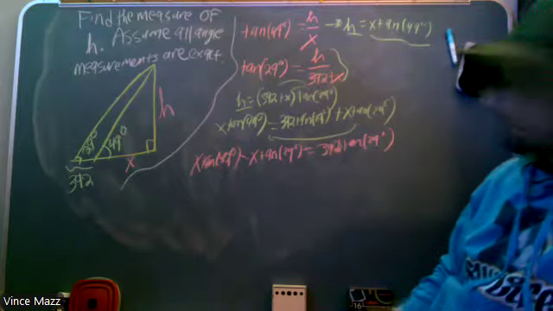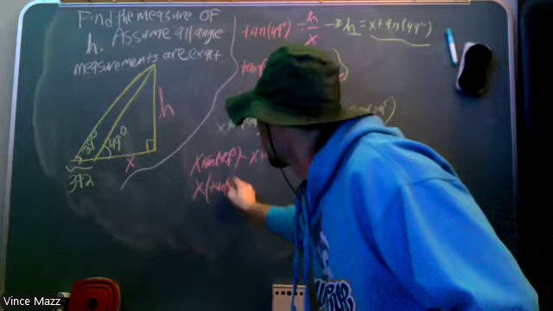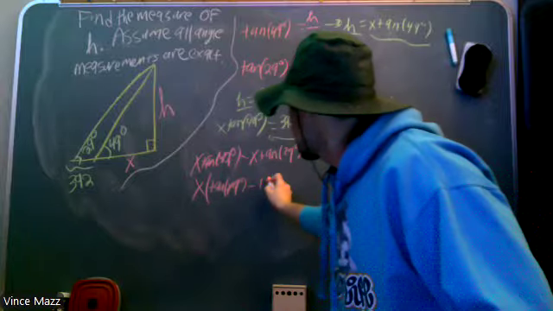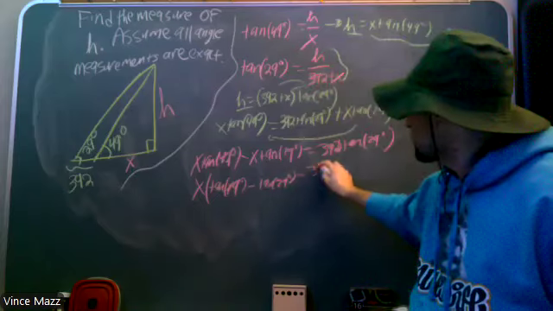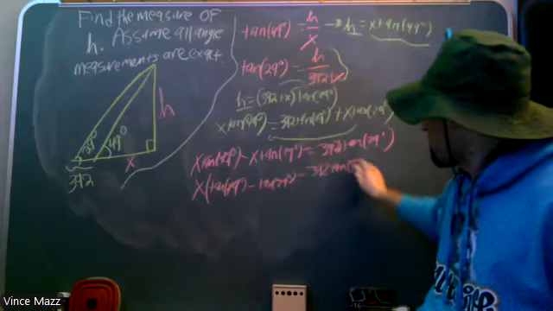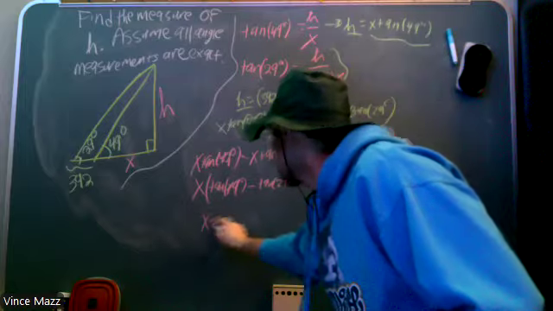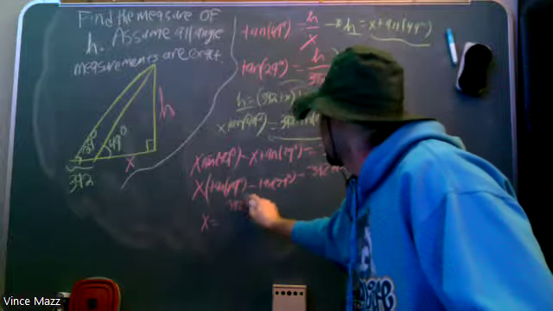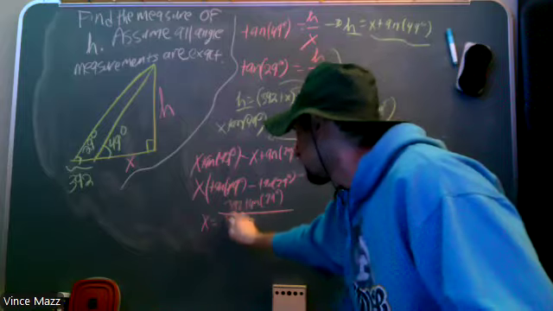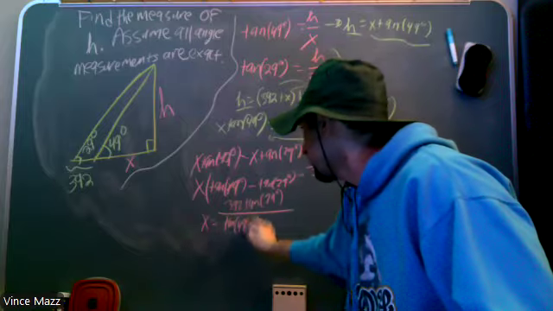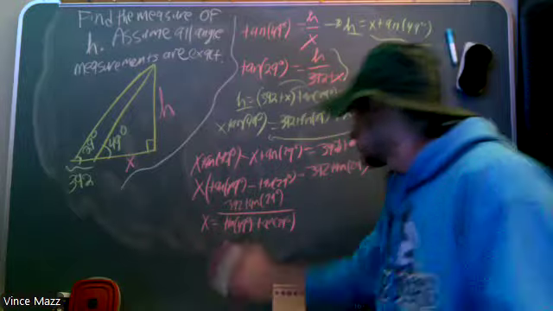Boom. Factor an x out. Then you've got x times (tan 49 minus tan 29) equals 392 tan 29. And then divide all that stuff over. So x is equal to 392 tan 29 degrees over (tan 49 minus tan 29). And this is all just a gross number.